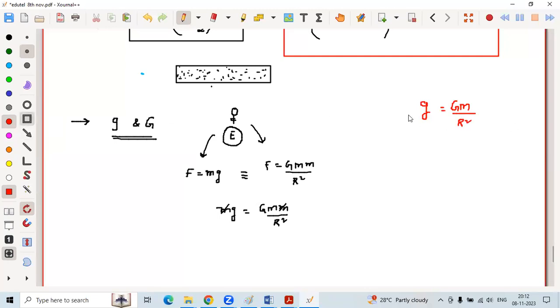Small g is the acceleration due to gravity. Capital G is 6.6 into 10 power minus 11. M is the mass of the source, because the test mass, small m, is the person, and the source is pulling him. So M is the mass of the planet. R is the radius of the planet. This is the relation between small g and capital G.